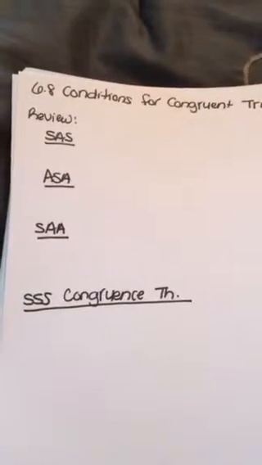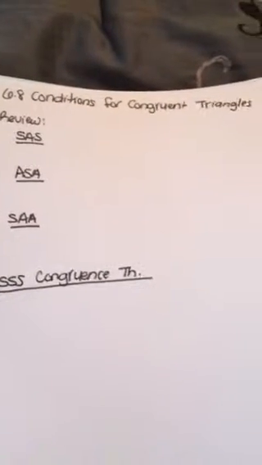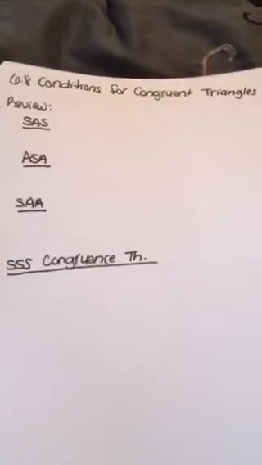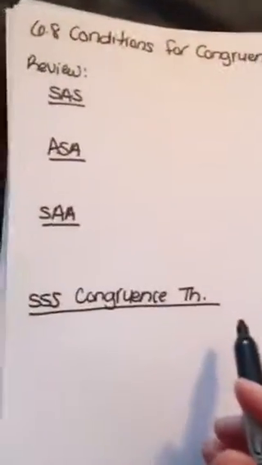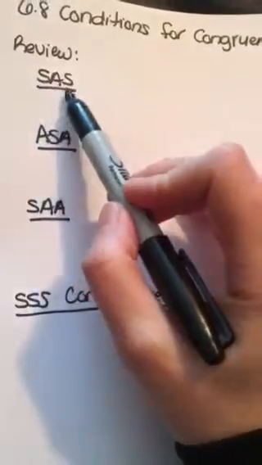Hello, welcome to section 6.8, Conditions for Congruent Triangles. As a review, we're going to look at the last three conditions to have congruent triangles. The first one we learned is side angle side.